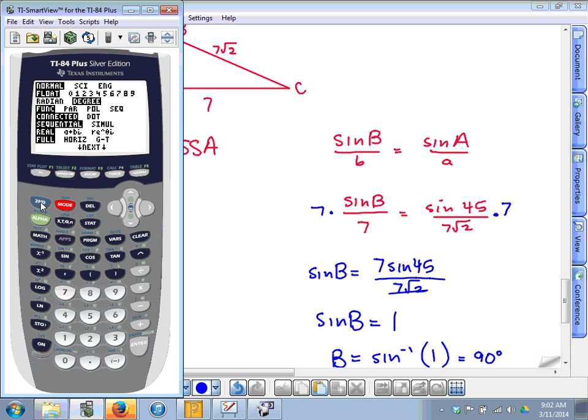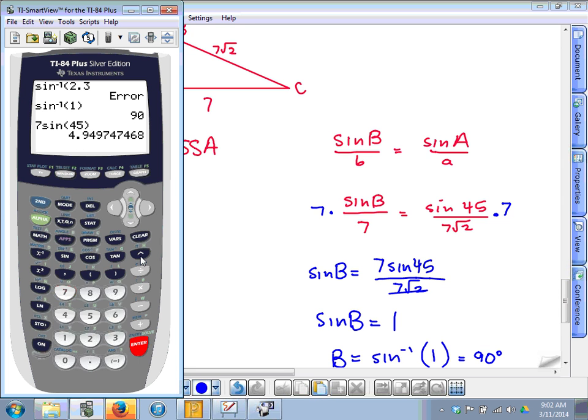Oh, I gotta check my mode. I'm in degree mode. 7 sine 45. And then divide that by 7. Uh-oh, I think I know what I forgot to do. I didn't put it in parentheses. 7 root 2.